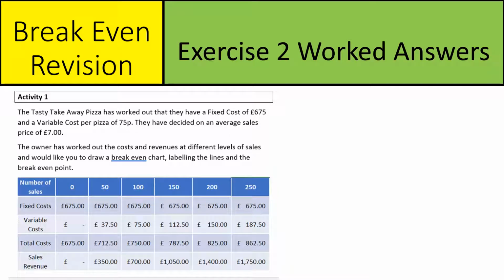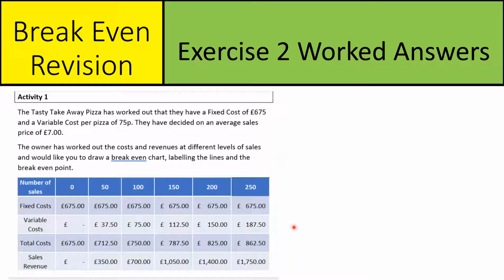In our break-even revision, we're now on exercise 2 worked answers, and this is our activity 1. So the Tasty Takeaway Pizza Company has worked out that they have a fixed cost of 675 and a variable cost of 75p per pizza, and they've decided on an average selling price of £7. The owners worked out the costs and revenues at different levels of sales and would like you to draw a break-even chart, labelling the lines and the break-even point.